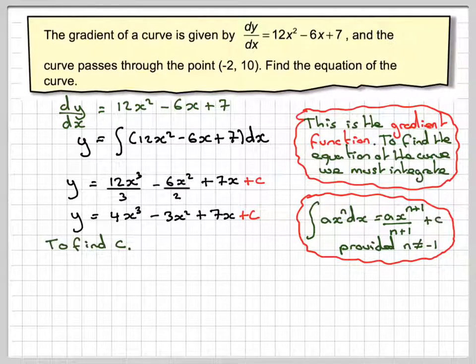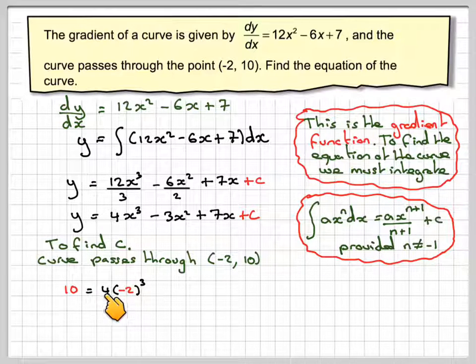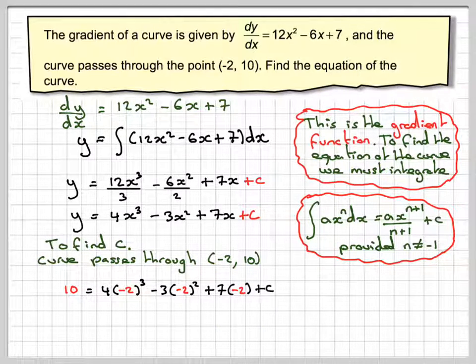So to find the value c, which is what we need to do, we've got some information. We know it passes through the point (-2, 10). So the curve passes through (-2, 10). So when y is 10, x is minus 2. So we're going to have 10 is equal to 4 times minus 2 cubed, minus 3 times minus 2 squared, plus 7 times minus 2, plus c.